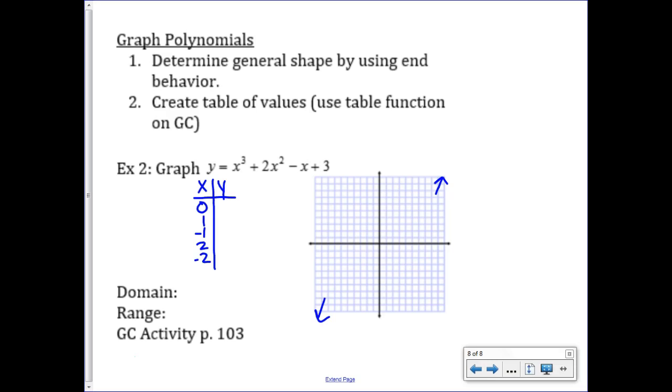You can pick any values you want. For 0, I get 3. For 1, I have 5. For negative 1, I have 5 as well. For 2, I have 17, which is probably a little far off the graph. For negative 2, I have 5. So you're going to want to graph this on your graphing calculator to see what it looks like, because we don't know yet how to come up with all of these values and all of these terms that we may have.